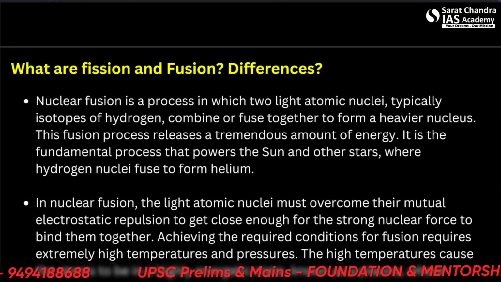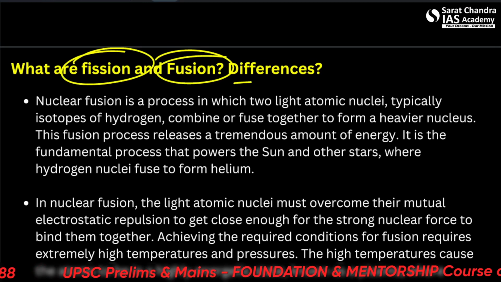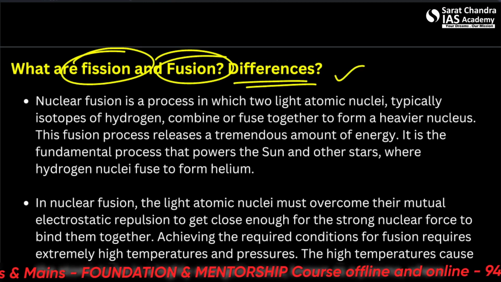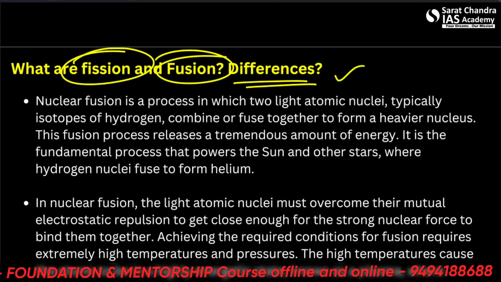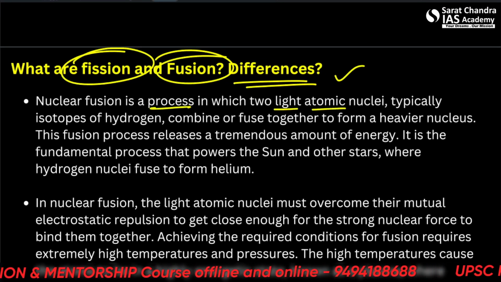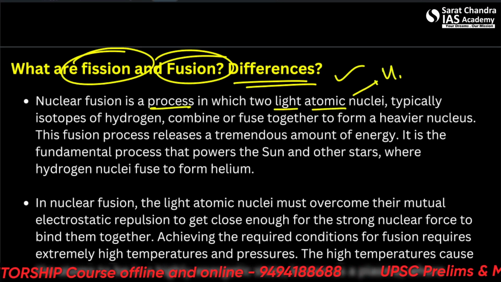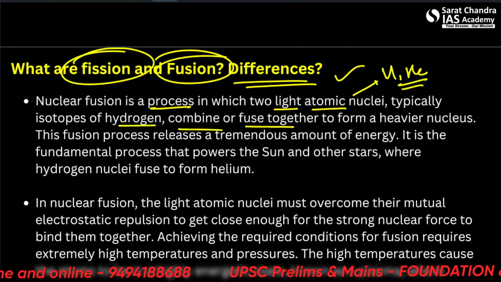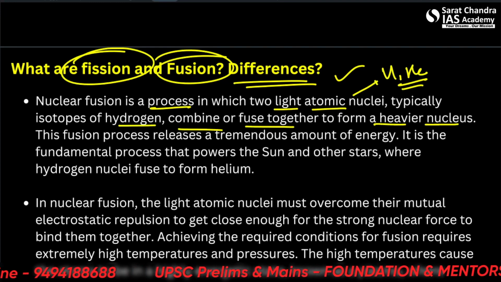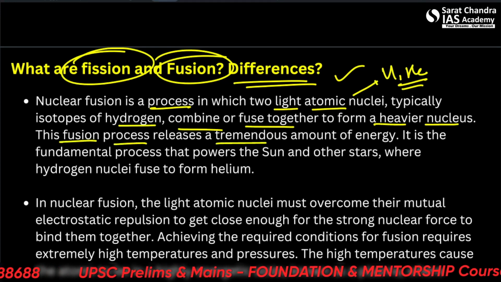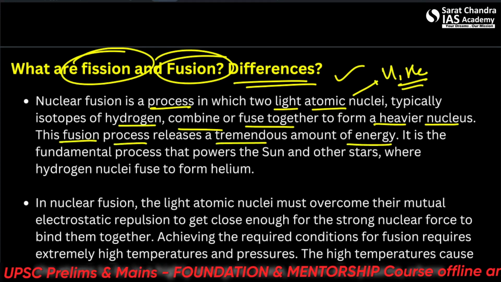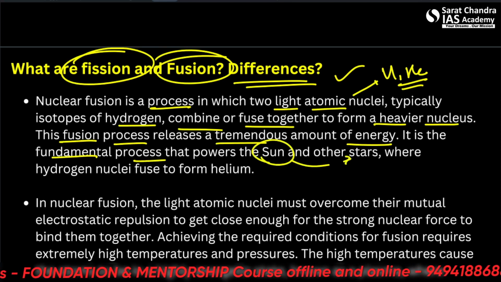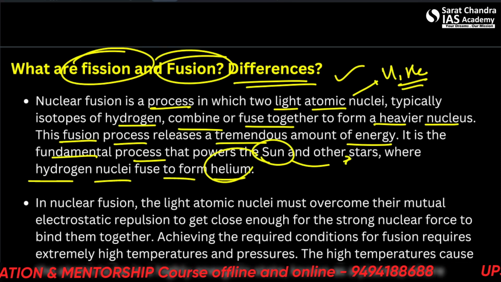Now let us come to what fission and fusion are and what the differences between them are. As we previously talked about, nuclear fusion is a process in which two light atomic nuclei, which were initially formed, hydrogen or helium, typically isotopes of hydrogen, combine or fuse together to form a heavier nucleus. This fusion process releases a tremendous amount of energy. It is the fundamental process that powers the sun and other stars, where hydrogen nuclei fuse to form helium.